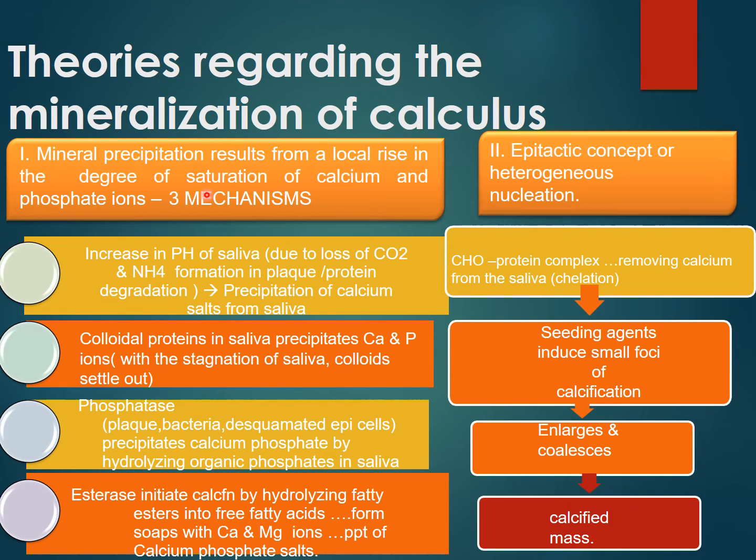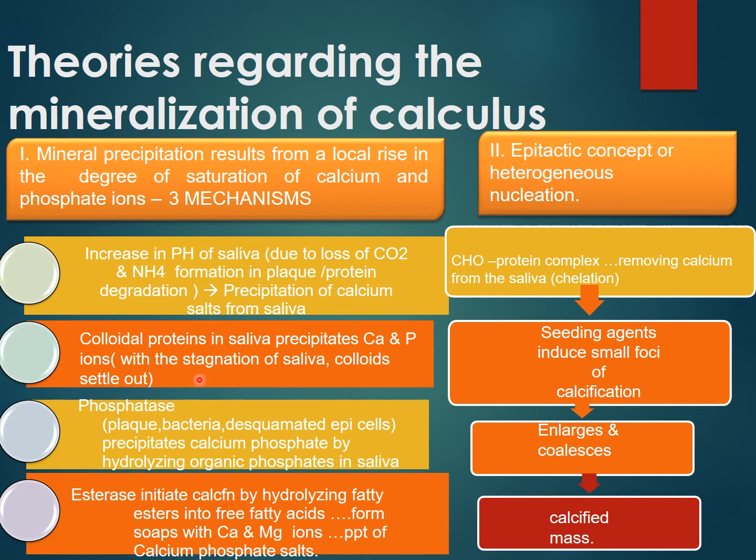This is mainly due to an increase in pH of saliva, colloidal proteins in saliva, and also the enzymes present in saliva. The first one, the increase in pH of saliva, occurs when there is loss of carbon dioxide and ammonium formation in plaque or protein denaturation. What happens is there will be increased pH of saliva, which increases the precipitation of calcium salts from saliva. So that is the first mechanism.